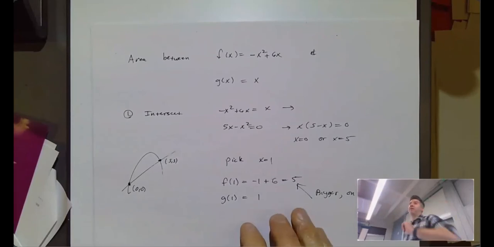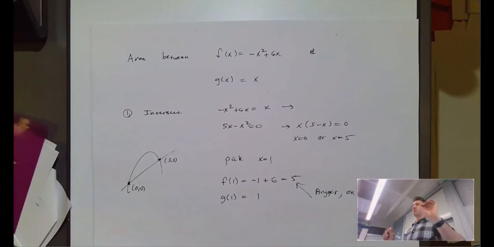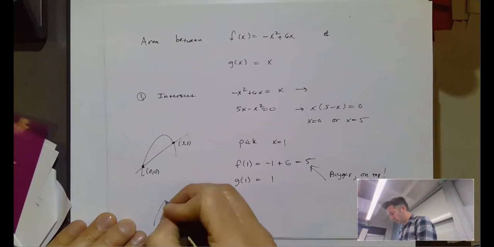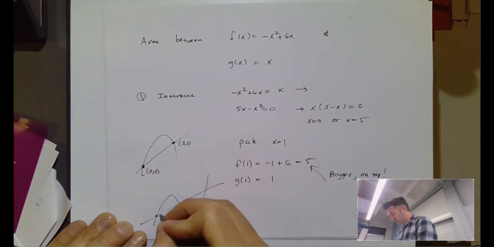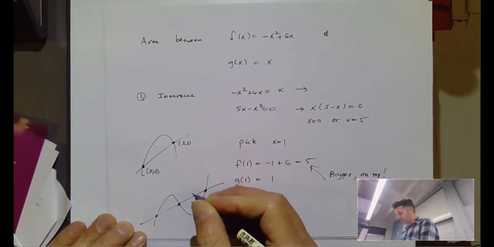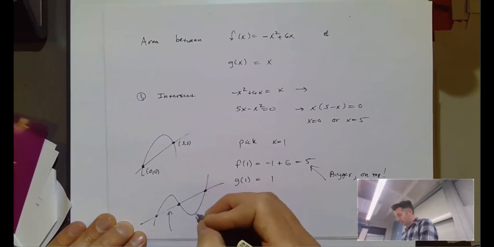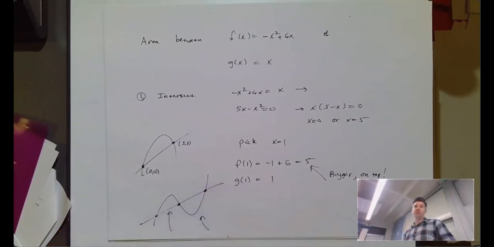Right, exactly. Now, if they have more than 2 intersection points, then you have to check something in each interval. So if you had some function like this, where they cross here, here, and here, then you'd have to check a point here and see what's on top, and a point here. And you have to break it up into 2 intervals. Yeah, good question.